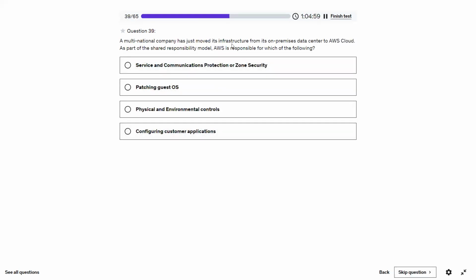A multinational company has just moved its infrastructure from an on-premise data center to the AWS cloud. As part of the shared responsibility model, AWS is responsible for which of the following? Configuration of customer application? No, customer application they have to configure. Patching guest OS? It is the guest OS, not the AWS OS, so they have to patch. Physical and environment controls: definitely for the physical security, AWS is responsible. Service and communication protocols of zone security: this is customer responsibility, depending on the security group, whether they are putting their application in a VPC or not.